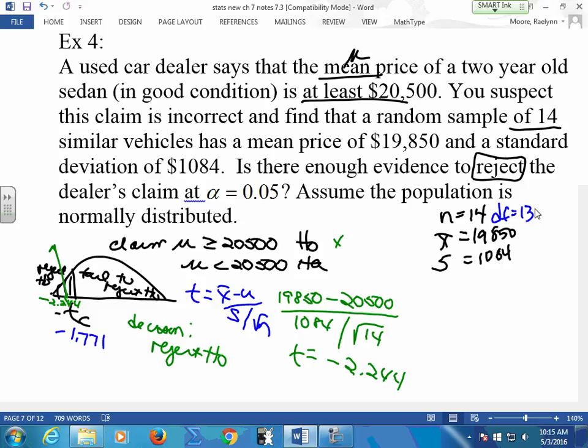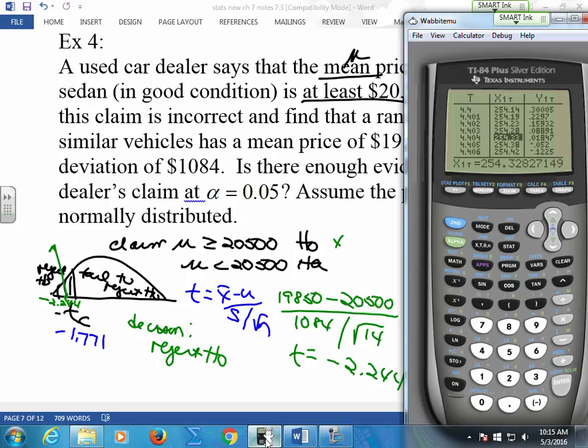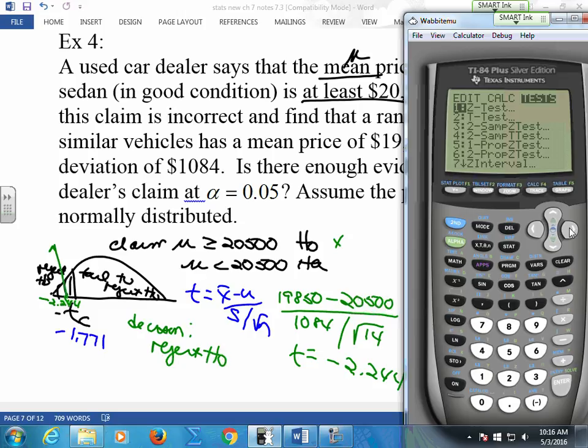Good. So not a lot different, right? Isn't this a little easier? Now, we can't get a p-value unless we go to your calculator. Now the calculator works real nice for this too. If you go to stat and you go to test, there was your z-test. Right underneath it is your t-test. So we go to your t-test. You can avoid doing the t-score for that.